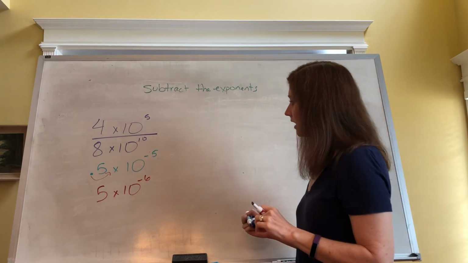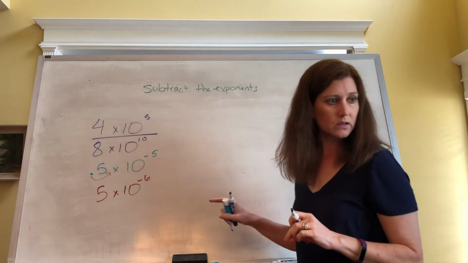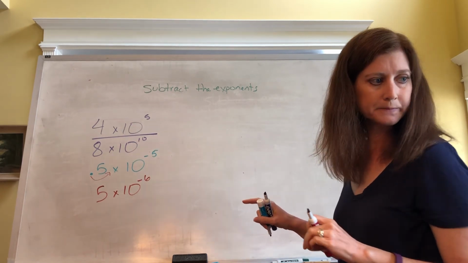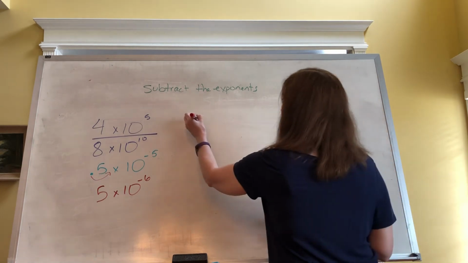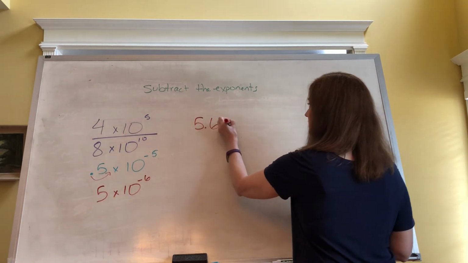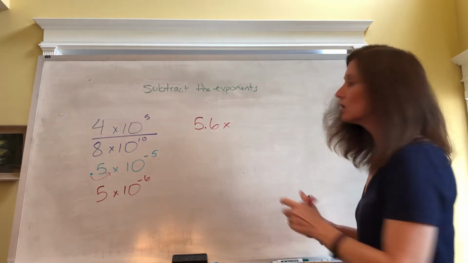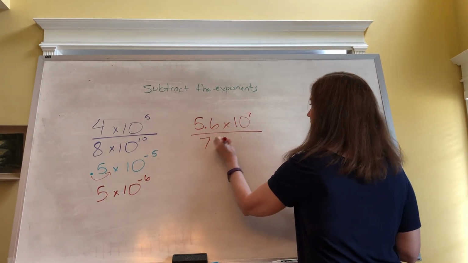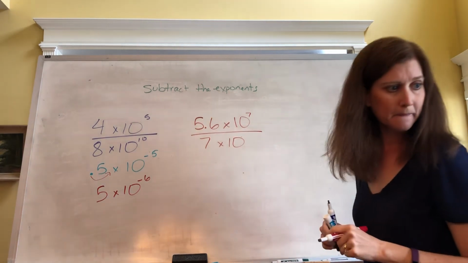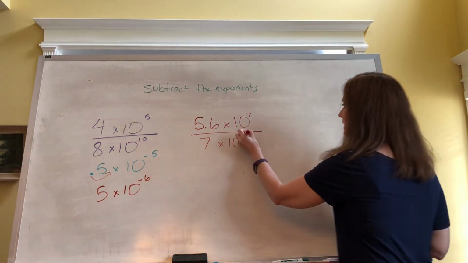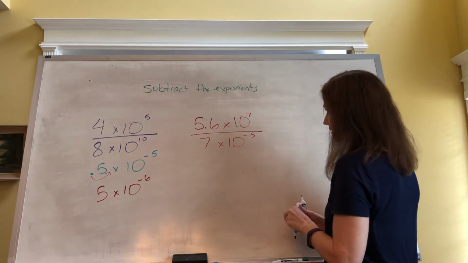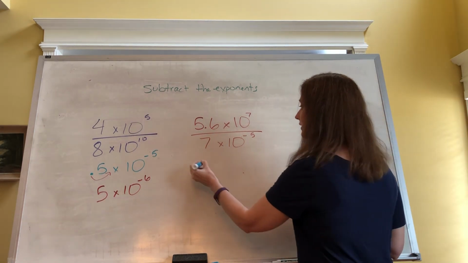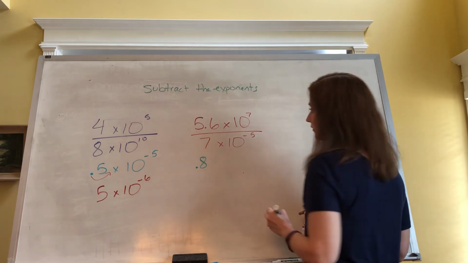Okay. Let's see. Let's do 5.6 times 10 to the 7th divided by 7 times 10 to the negative 5th. 5.6 divided by 7 is 0.8. Okay.